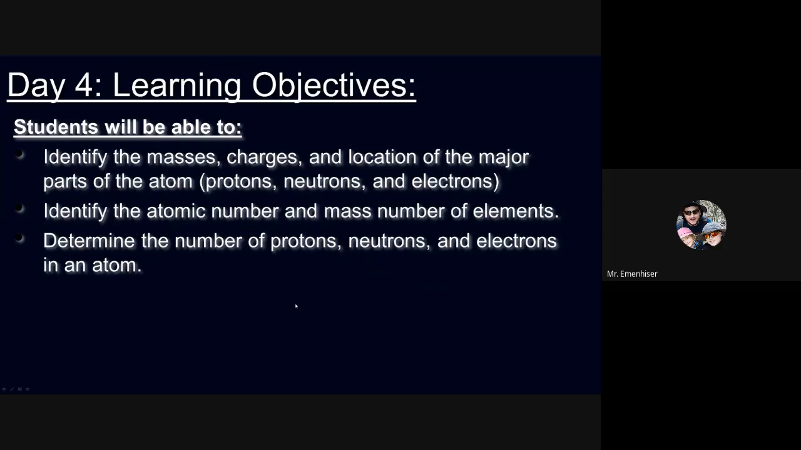Okay. Learning objectives. Students will be able to identify the masses, charges, and locations of the major parts of the atom: protons, neutrons, and electrons. So we want to be able to identify the mass, the charge, and the location of the proton, the mass, the charge, and the location of the neutron, and electrons. Same thing. Identify the atomic number and mass number of the elements. So here's an element. What is its mass number? What is its atomic number? Determine the number of protons, neutrons, and electrons in an atom. Okay, so pretty easy learning objectives.